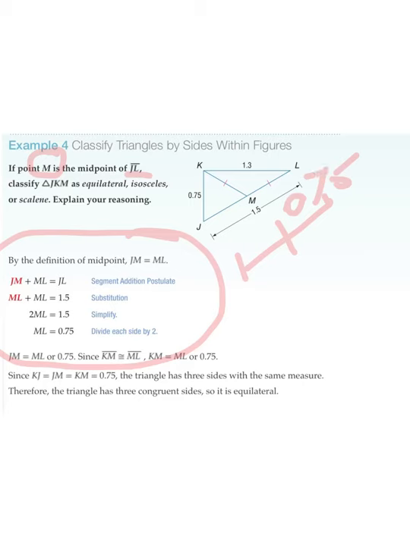Okay, and then look for little nuggets of gold. So these two guys must be congruent, which means that KM is also 0.75. So look for those little golden nuggets that you get.